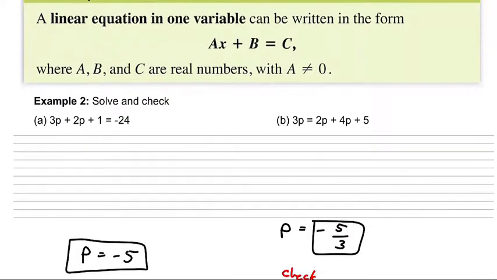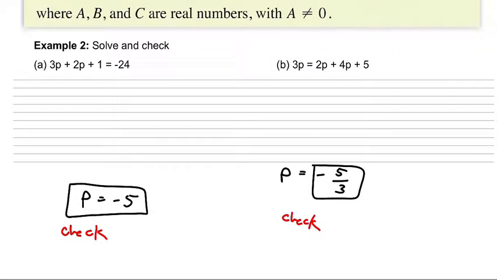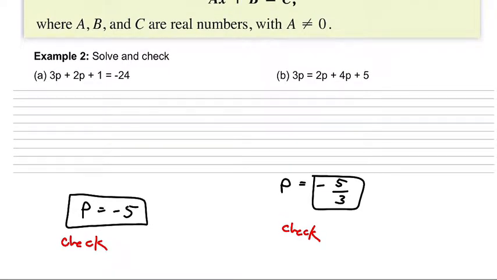Now with this example 2, we already have the solutions, which is fine. But let's see how we arrive at those conclusions. So in example 2, part A, it says solve and check. Notice that we're starting with an equal sign, which indicates that it is an equation. So we should be able to get it down to p equals something. The first thing we want to do is combine like terms.